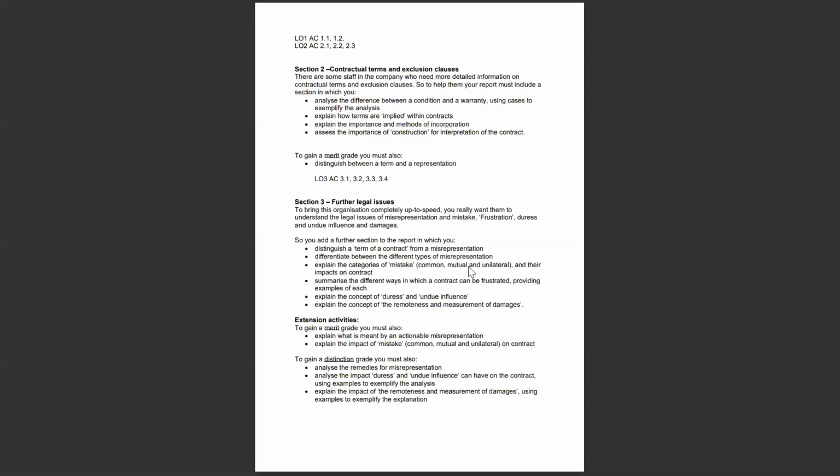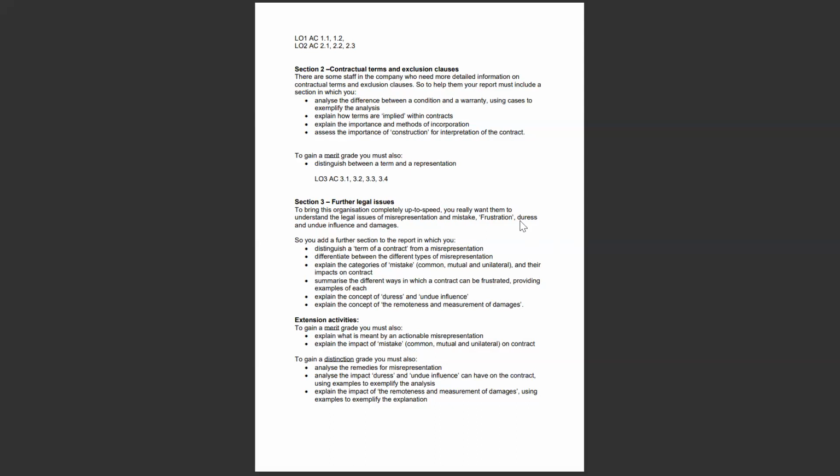Then section 3. Further legal issues. So to bring this organisation completely up to speed, you really want them to understand the legal issues of misrepresentation and mistake, frustration, duress, and undue influence and damages. So you add a further section to the report in which you will distinguish a term of a contract from a misrepresentation. You will differentiate between the different types of misrepresentation, and you will explain the categories of mistake, common, mutual, and unilateral, and their impacts on contract.